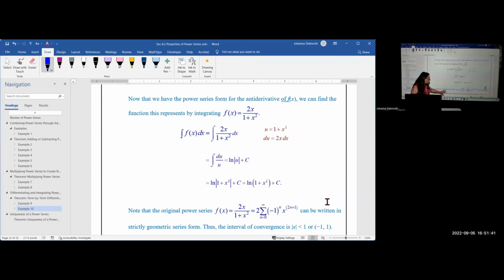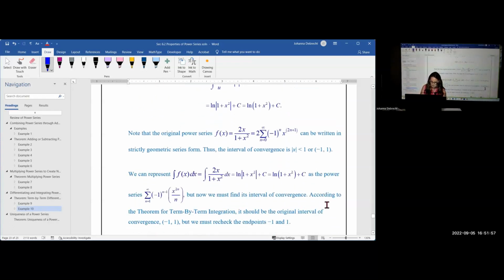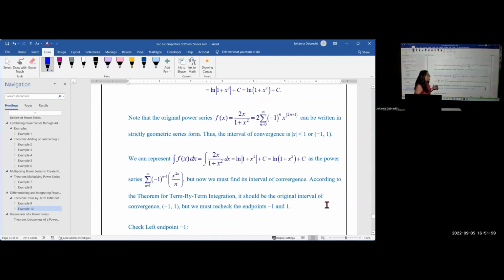So the original power series here, 2x over 1 plus x squared, written in power series form here, has an interval of convergence from -1 to 1, and then we integrated it term by term, and we found that we got the natural log of 1 plus x squared plus a constant of integration. So this natural log of 1 plus x squared plus the constant of integration is this power series from n equal 1 to infinity, -1 to the n minus 1, x to the 2n over n.